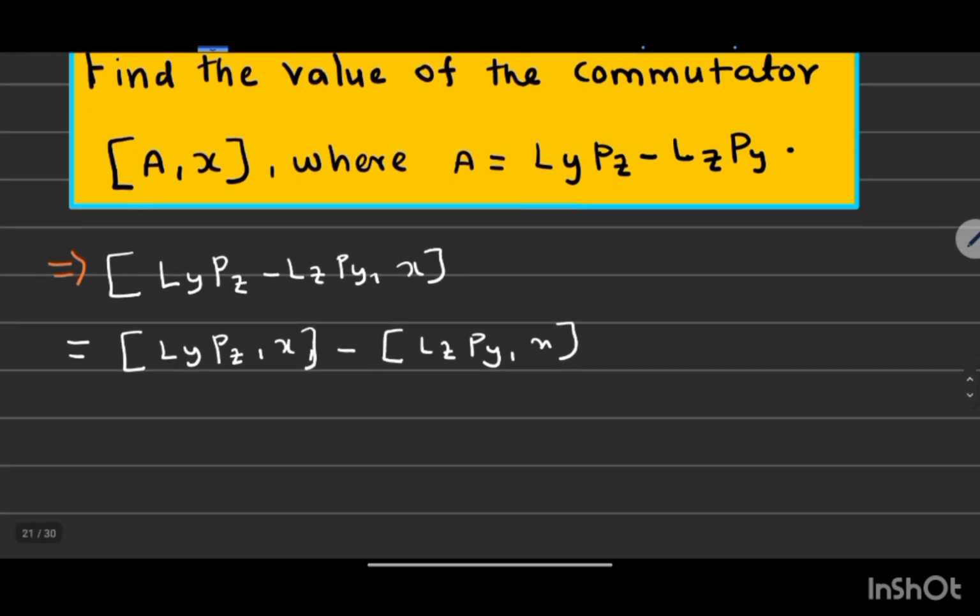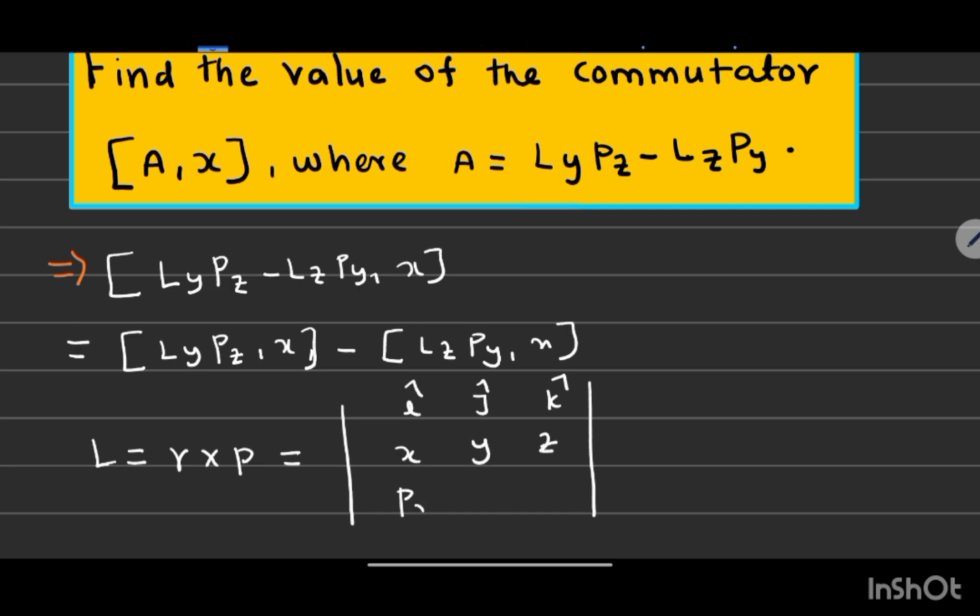Okay, so before solving this, we need to know the components of our orbital angular momentum, Ly and Lz, that can be found using this. We know orbital angular momentum is r times linear momentum, which is the determinant of this matrix: I, J, K, X, Y, Z, Px, Py, Pz.